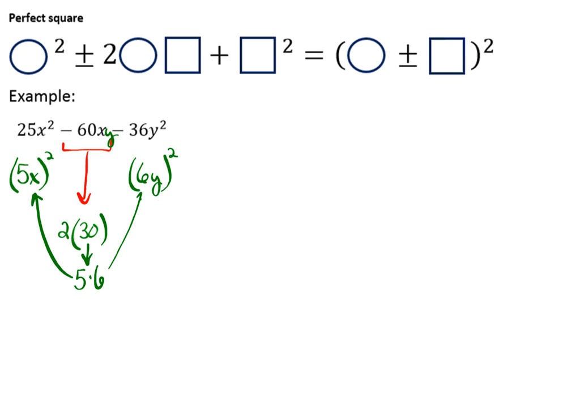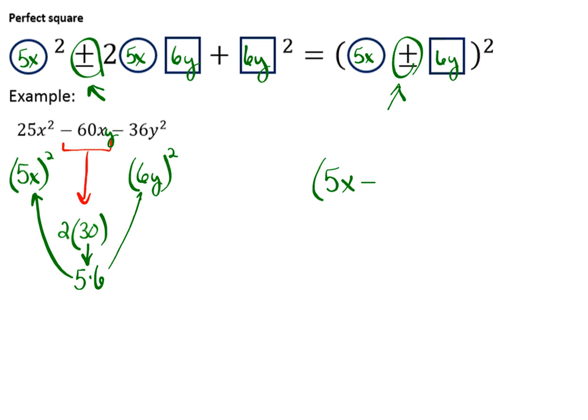So now I have my pieces. I know what's in the circle, 5x. I know what's in the box, 6y. I know that 2 times 30 is really 5 and 6, so I have 5x here and 6y there. So I just have to fill this in. And you're asking me, what is this really strange plus minus symbol? Well, if that's a plus symbol there, it's going to be a plus symbol here. If it's a minus symbol over here, it's going to be a minus symbol over here. This particular problem that I did as an example had the negative sign in front of the 60. So my final factored form is 5x minus 6y, the quantity squared. And that's factoring by patterns.